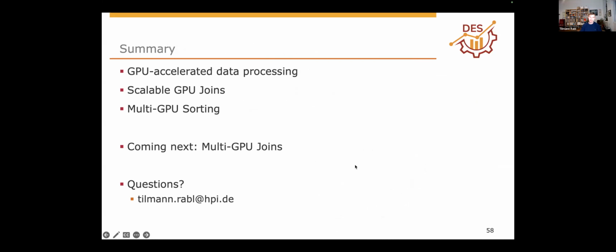I showed you how joins scale, briefly mentioned sorting, and we'll soon show some results on multi-GPU joins. Then we'll also try to have full database workloads on the GPU, so complete queries, which then again makes sense. Because the more computation we can do, the more we can stay on the GPU and not be bound by the interconnect, the higher the benefits in the end.